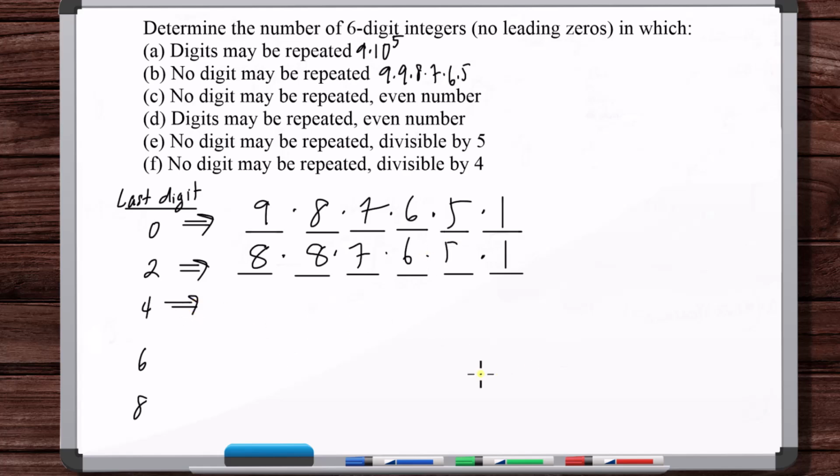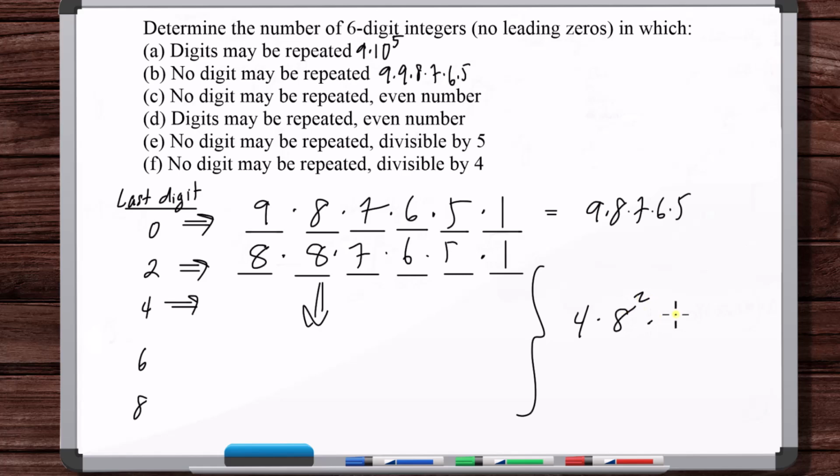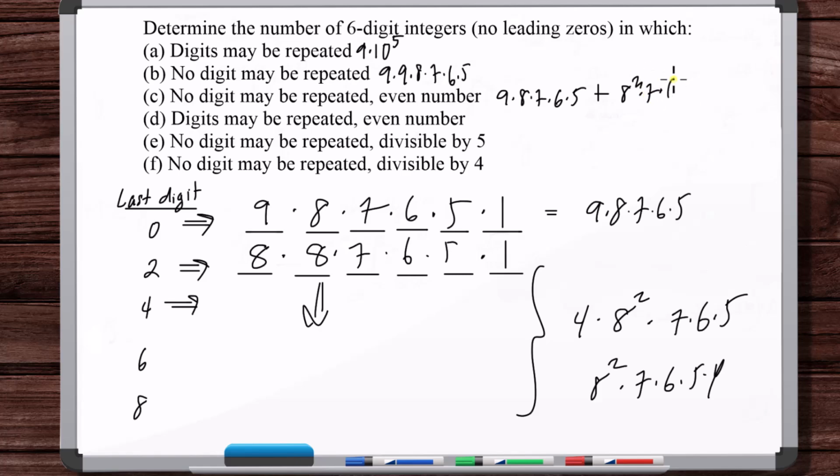Now, the 4, 6, and the 8 are just going to be a repeat of this. So what we've got is 9 times 8 times 7 times 6 times 5. And then for the others, we've got 4 times 8 squared times 7 times 6 times 5. So the final answer is 9 times 8 times 7 times 6 times 5 plus 8 squared times 7 times 6 times 5 times 4.